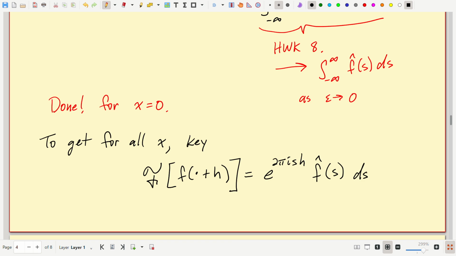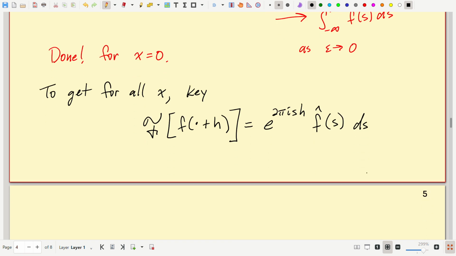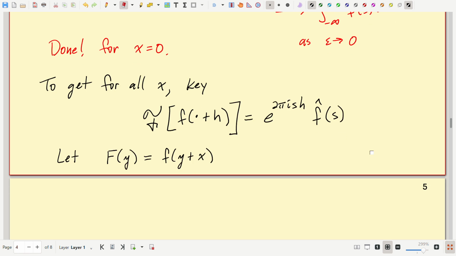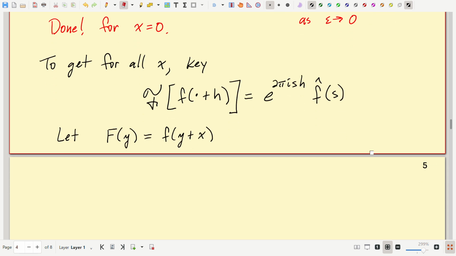And so let's see if I was going to use this formula to do the thing. I'm going to let f of y equal little f of y plus x. Where's the integral? Yeah, that's not an integral. Why did I do that? Sorry. That's the formula about translating a function and taking its Fourier transform.